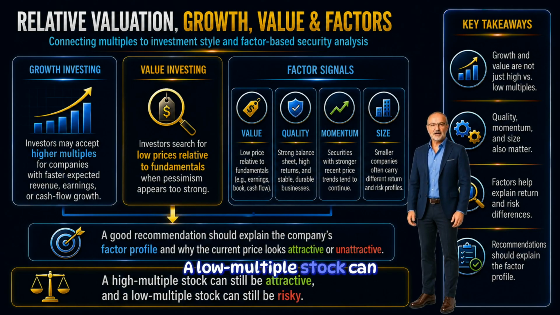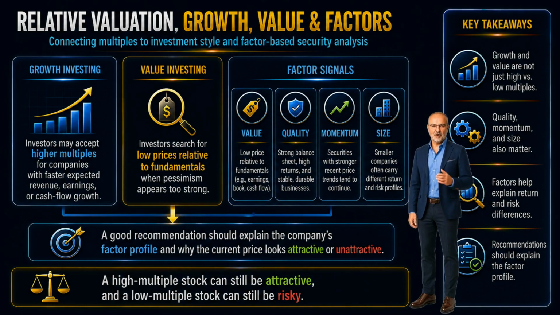A low multiple stock can be unattractive if the business is deteriorating, earnings aren't sustainable, or risk is rising. This is where factors become useful. A factor is a broad characteristic used to group securities or explain differences in returns and risk. Value signals suggest a stock is inexpensive relative to fundamentals.